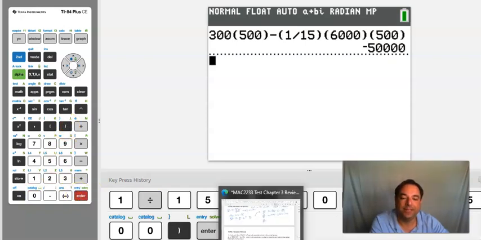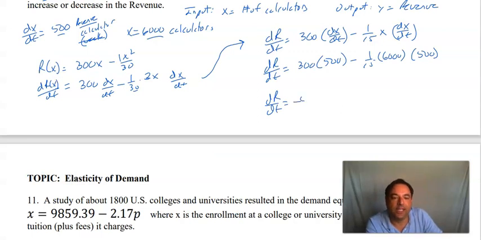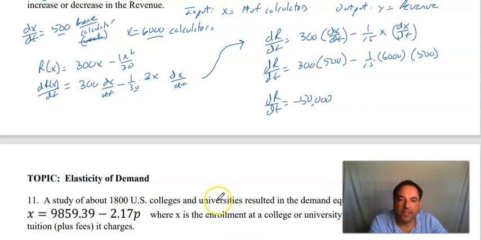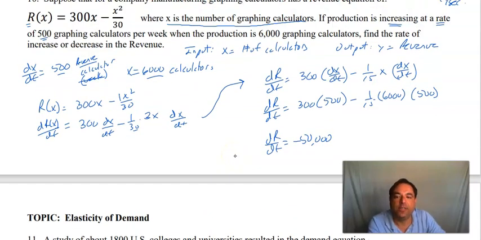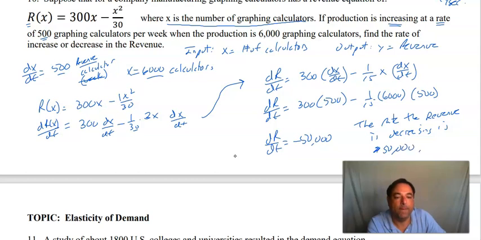So let's explain this in a sentence. So our answer is negative 50,000. So in a sentence, the rate of increase or decrease in revenue. So because it's a negative, the revenue is decreasing, because it's negative, is $50,000. There's the revenue per week, because we're doing it with respect to time.